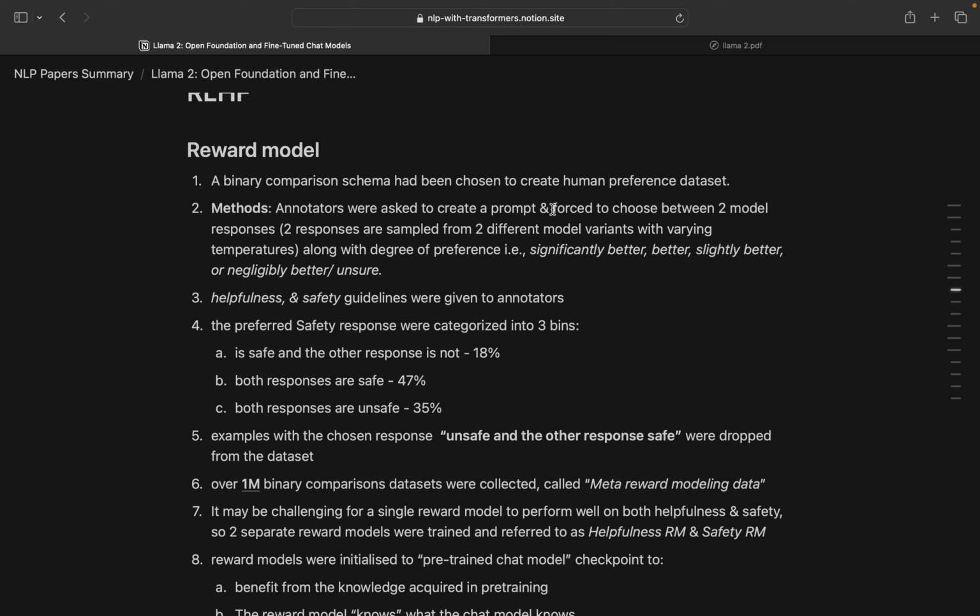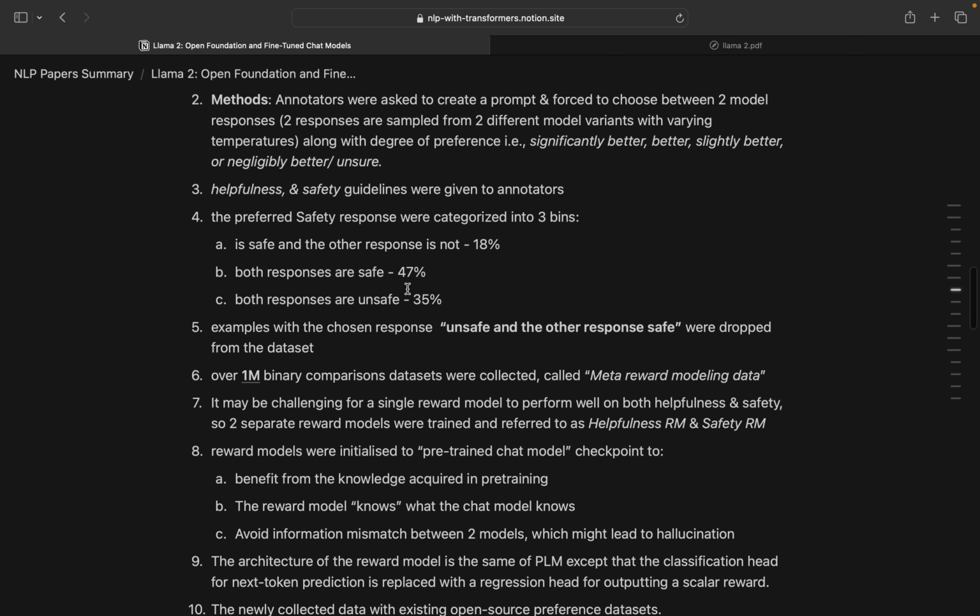But while selecting either select or reject, I think they also have the flexibility to choose one of these 5: whether the one they selected is significantly better than the rejected, or slightly better, or you are not sure, or that it is really worse. So they also get an option to choose these, and then Meta has made use of this in the future while training a reward model.